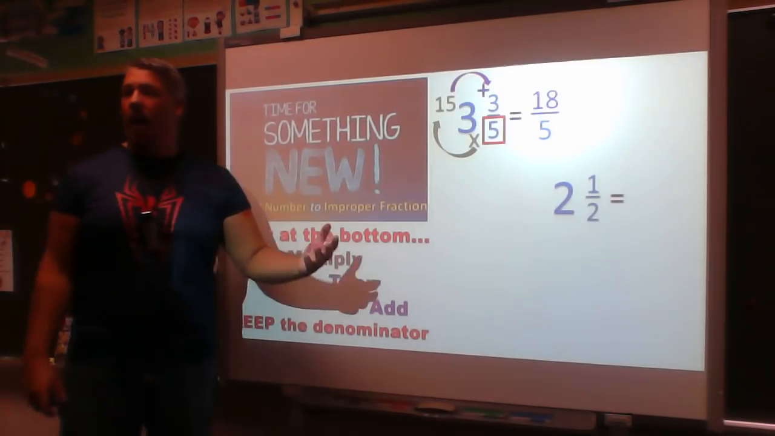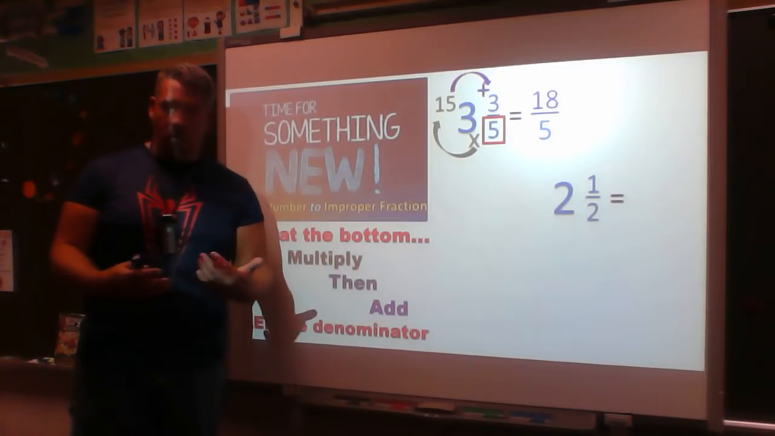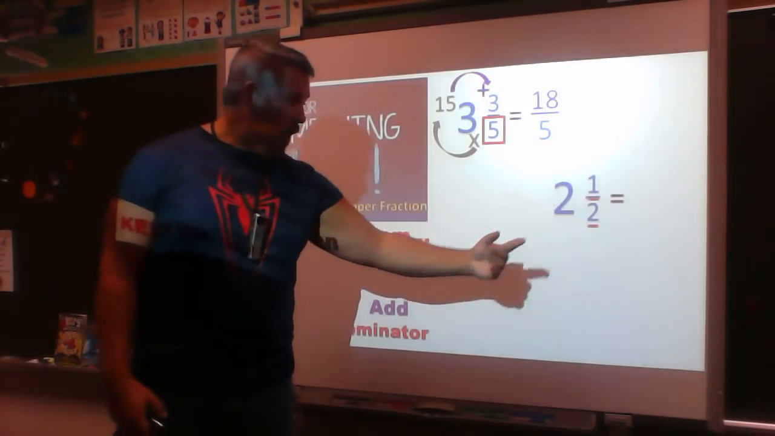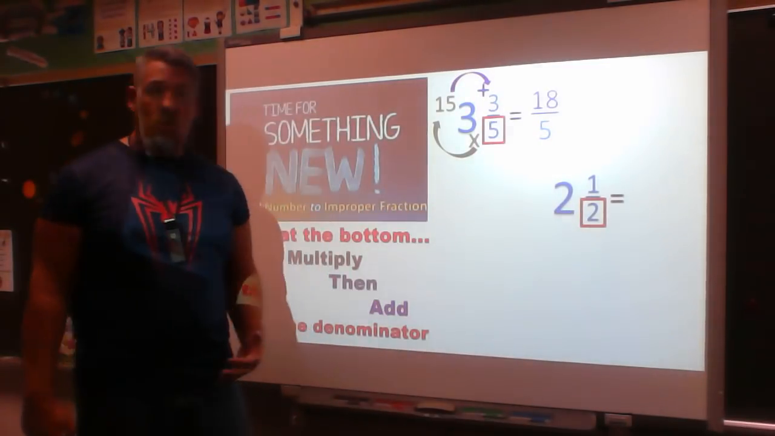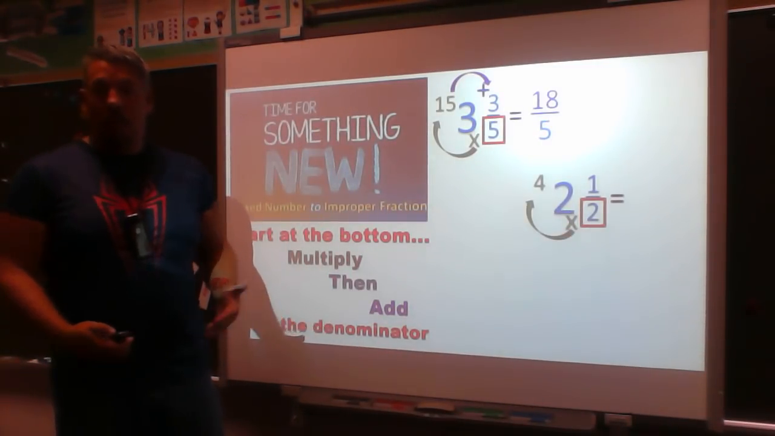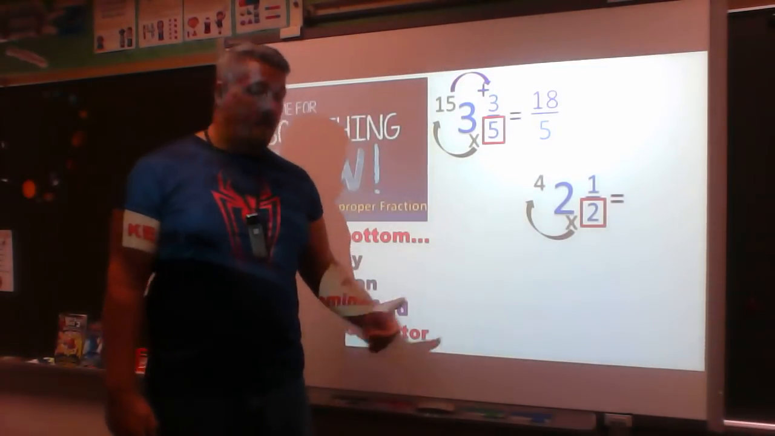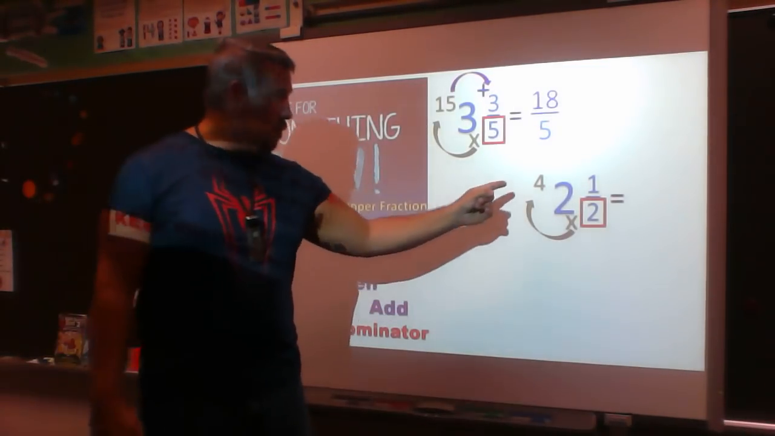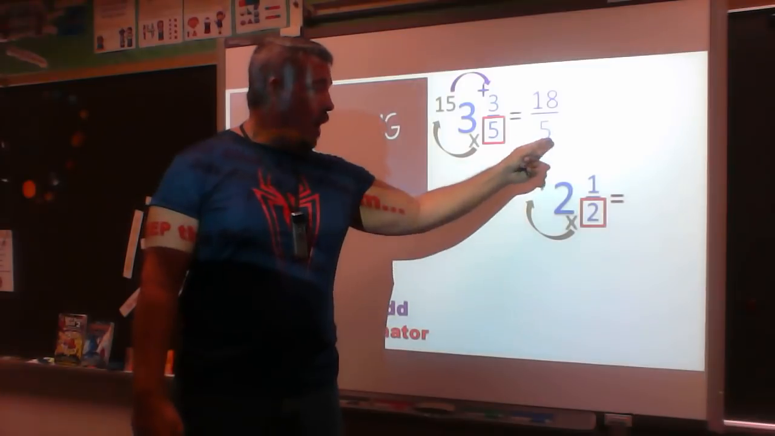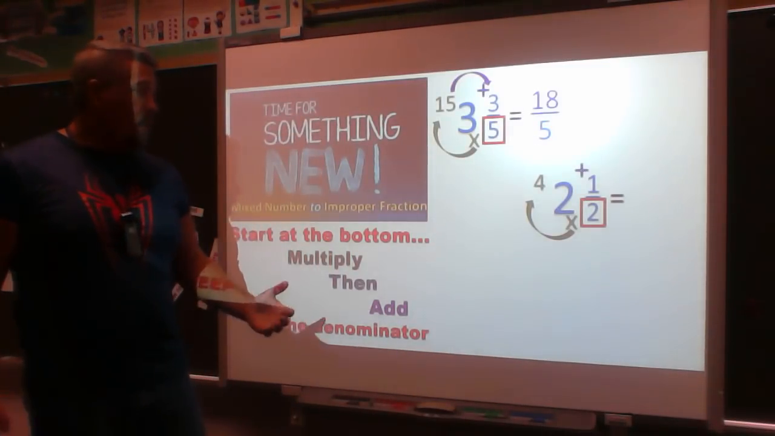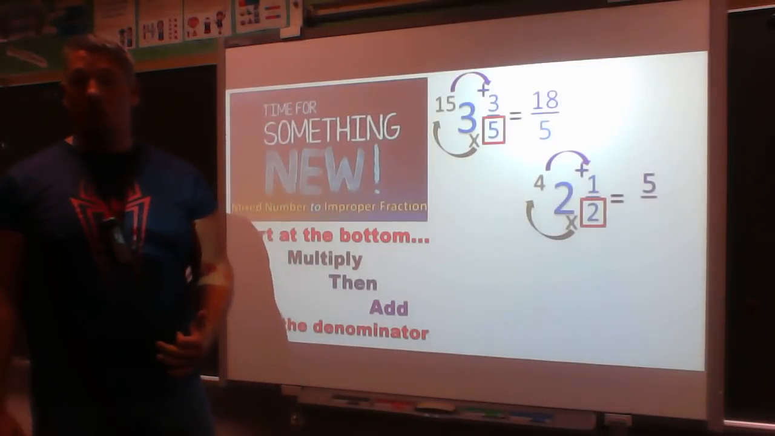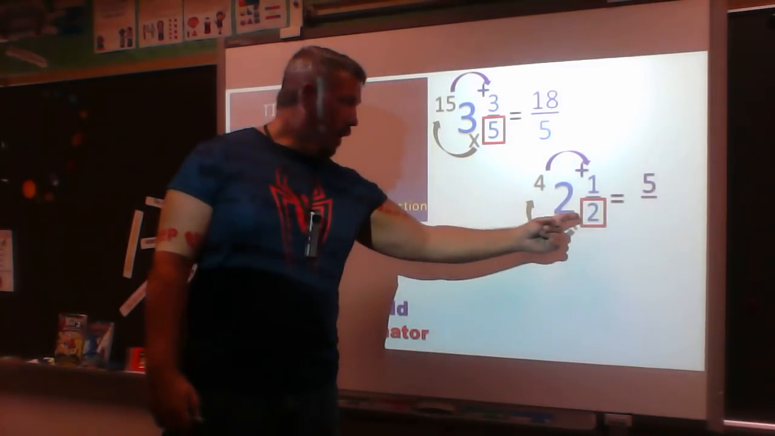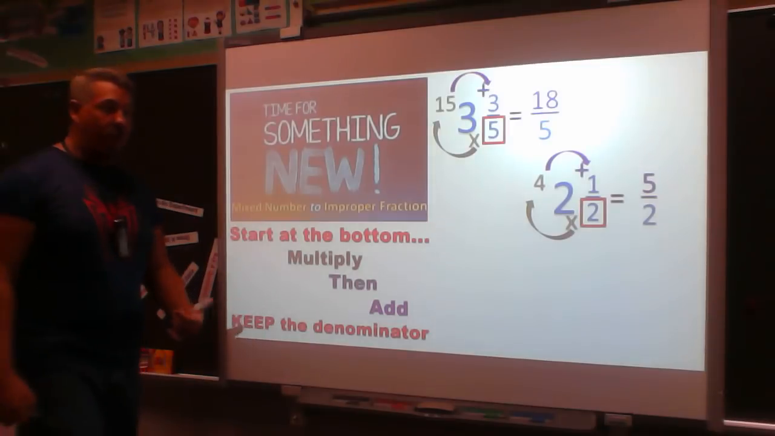So if I have 2 1/2, how does that work? Well, I'm going to start at the bottom and multiply. I multiply the denominator by the whole number, so I have 2 times 2. That equals 4. Then I add. I take the 4 that I got and add it to the numerator. 4 plus 1 gives me 5. That's my new numerator. Then I keep the denominator, so I get 5/2.